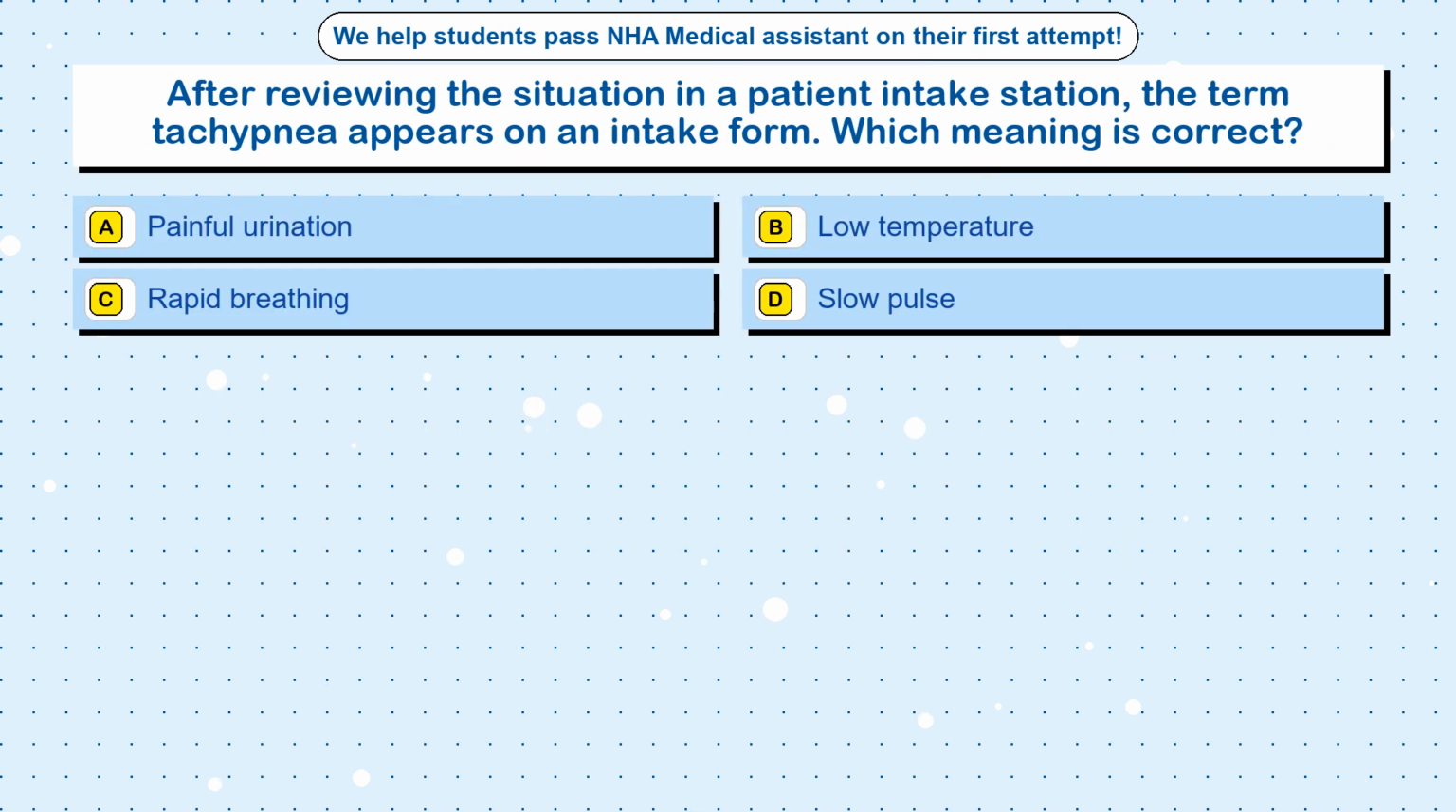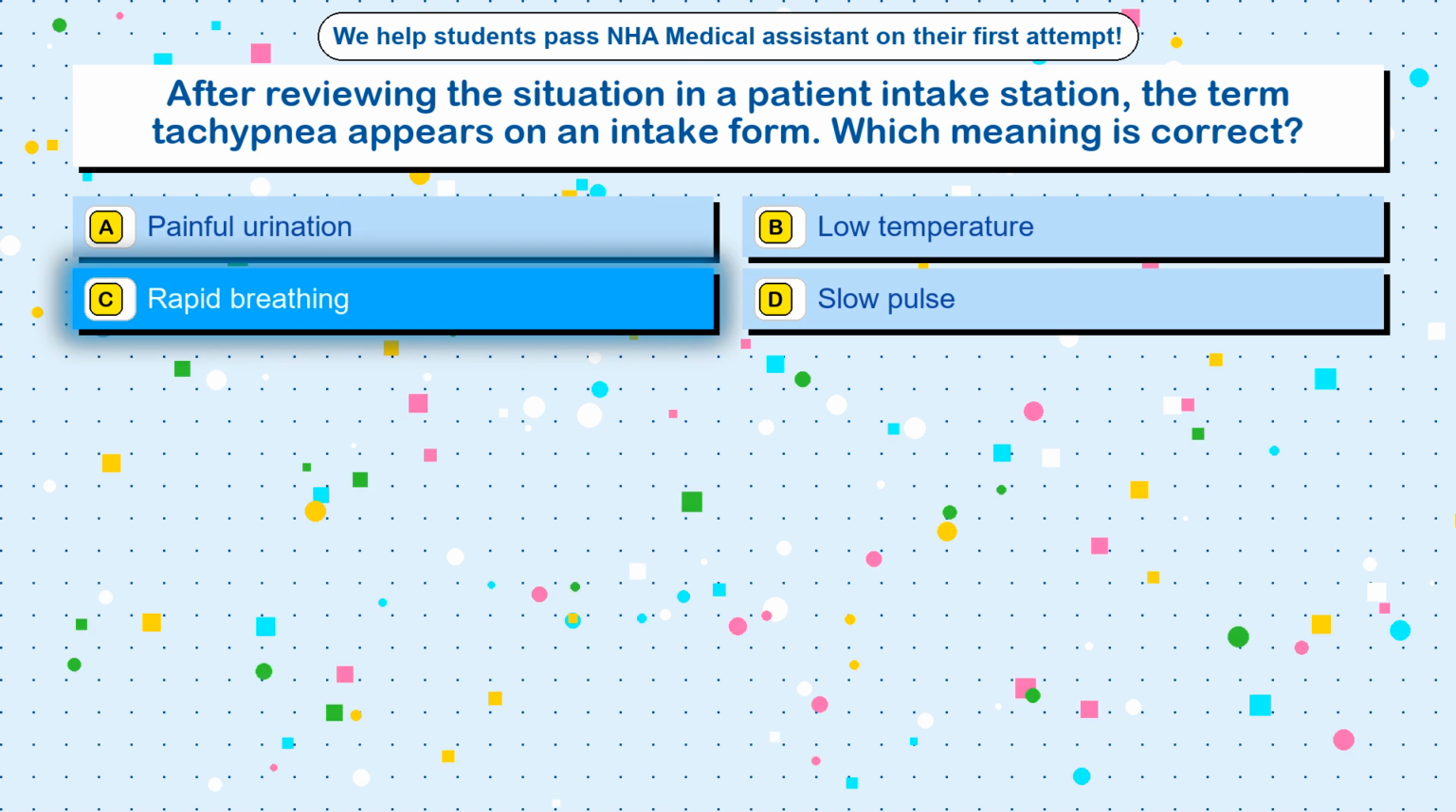Question 91. After reviewing the situation in a patient intake station, the term tachypnea appears on an intake form. Which meaning is correct? Option A. Painful urination. Option B. Low temperature. Option C. Rapid breathing. Option D. Slow pulse. The correct answer is option C.